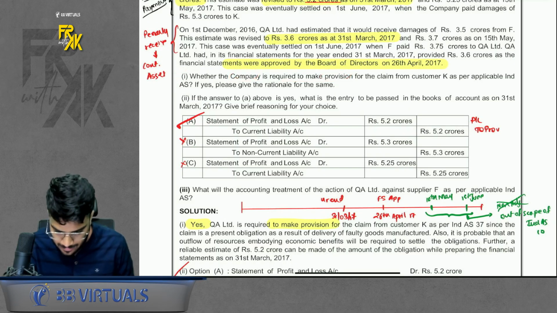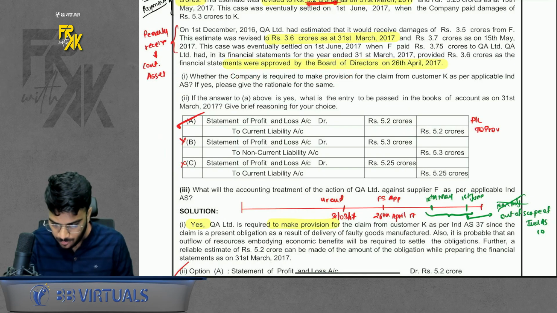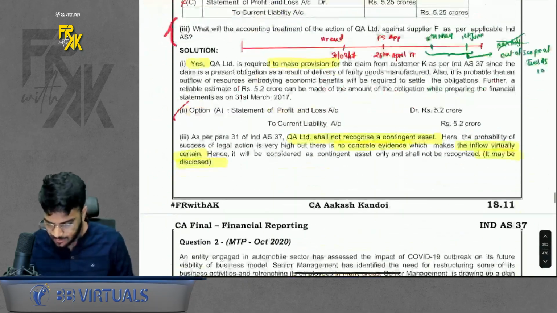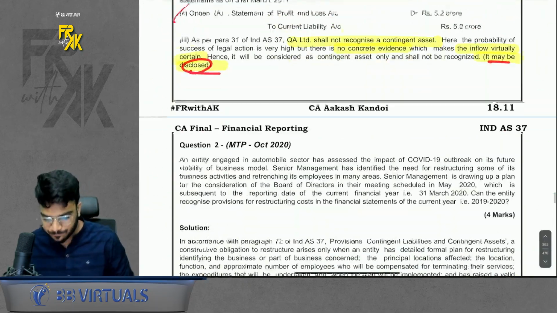Of course the answer is yes. Second part, amount of provision, it will be 5.2. Third part, what to do with the penalty inflow. Contingent asset, just disclose it. It may be disclosed. Simple.